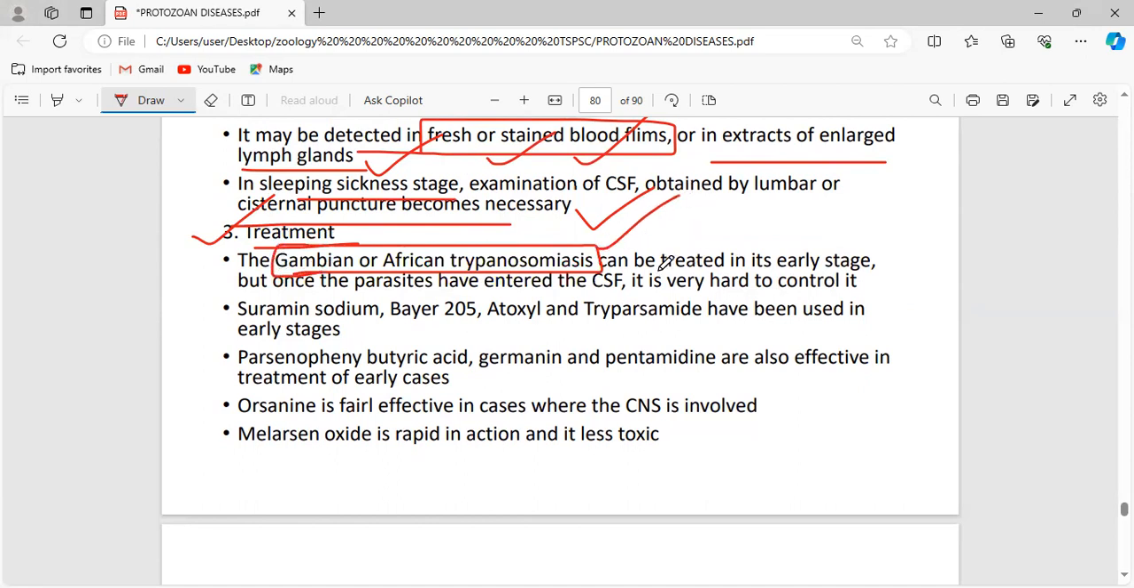This you have to remember: it can be treated in its earliest stage, but once it reaches the CSF, cerebrospinal fluid, we cannot treat it. It is ultimately fatal. See, what is present in our lymph glands? Why do the lymph glands swell? What do we human beings have in the lymph glands? There are many secondary immune systems. We have an immune system.